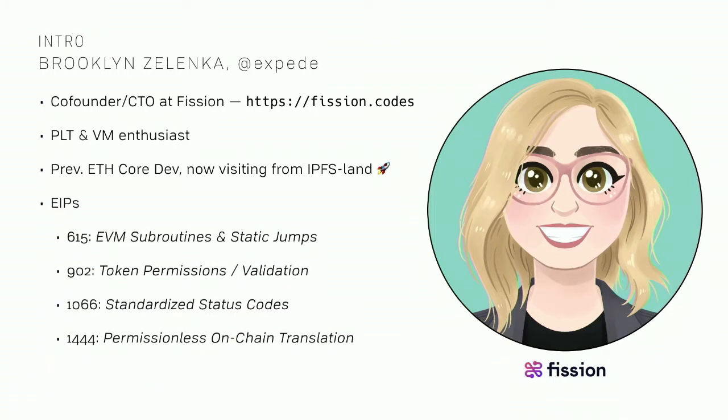I'm the co-author of a number of EIPs. The two of note, I guess, are making changes to the EVM instruction set architecture to add subroutines and static jumps, something that didn't happen earlier this year, but now there's a lot of interest in again, so that would be really nice if that happened, and status codes, which is what I'm going to be talking about today. And on ETC, that's ECIP 1050.